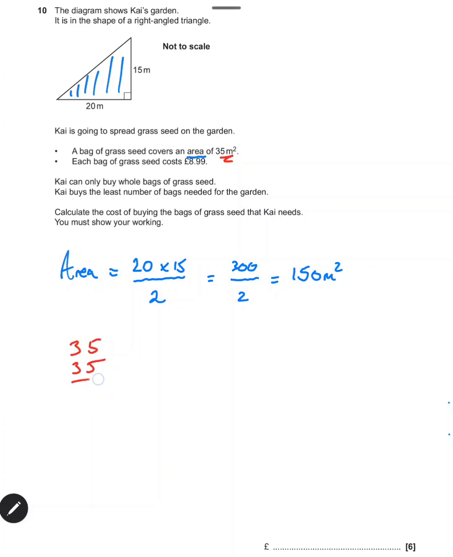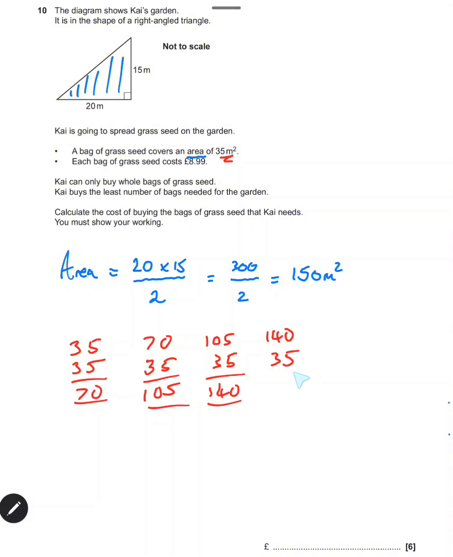35 add 35 comes to 70. I'm going to add on another 35. That comes to 105. I'm going to add on another 35. That comes to 140. Let's keep going. 140 add 35 comes to 175. And that now covers the garden. So I just need to count how many bags I used, how many 35s. 1, 2, 3, 4, 5. I need 5 bags. I can't have 4 bags because that's not enough seed.